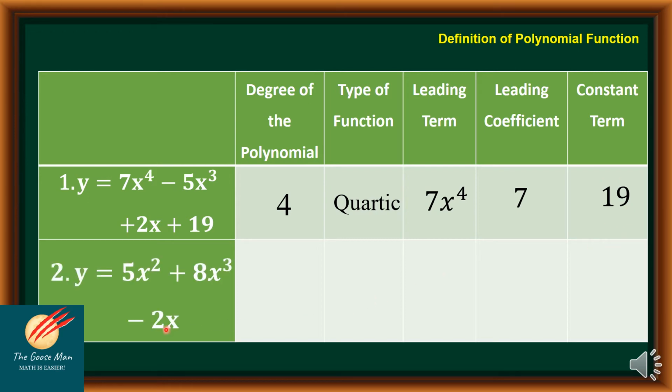Next, on number 2, y is equal to 5x squared plus 8x cubed minus 2x. Again, we will look for the highest exponent of the polynomial, and the highest exponent is actually 3. So, do not be confused. The type of function is cubic, while the leading term is 8x cubed, and the leading coefficient is 8. There is no constant or number only. Therefore, the constant term is equal to 0.